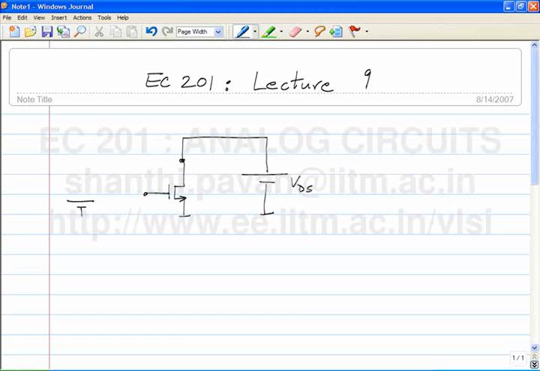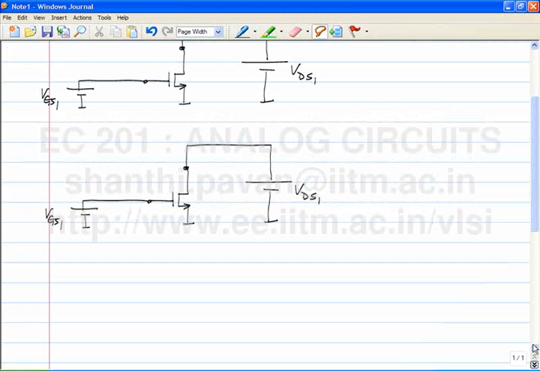So in other words, you first set the operating point, which is as simple as putting a battery of value VGS1 between the gate and the source, and a value of VDS1 between the drain and the source. And then we said that the next job was to add the load, and that was done by putting a resistor RL in series with the drain. This is just a quick recap of what happened last week.